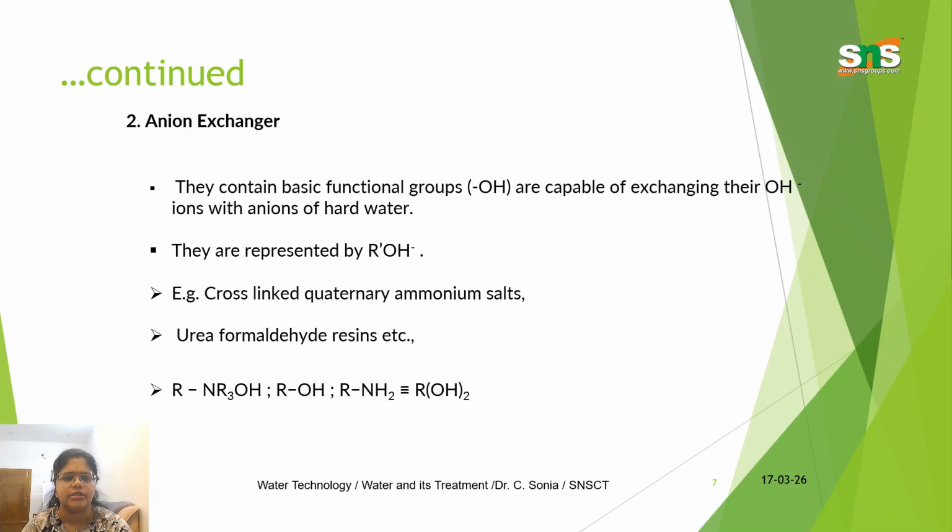Anion exchange resins contain the basic functional groups, that is hydroxyl, which are capable of exchanging their OH minus ion with the anions of the hard water. They are represented by R-OH minus. Examples of these are cross-linked quaternary ammonium salts, urea formaldehyde resins, etc. So this cation exchanger and anion exchanger is present in the demineralization process, where all the ions are completely removed from the water.